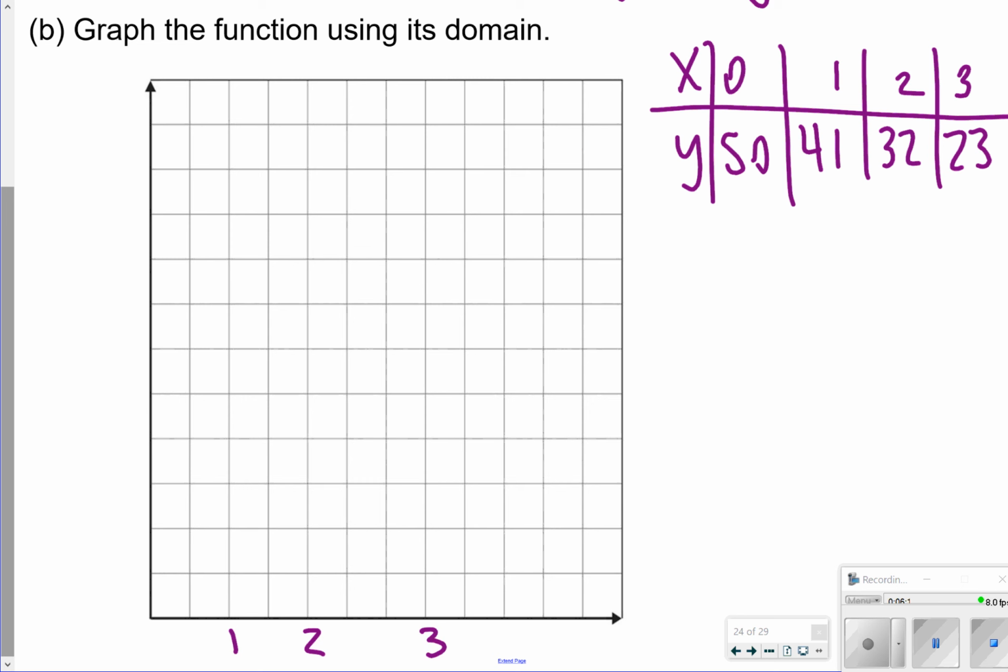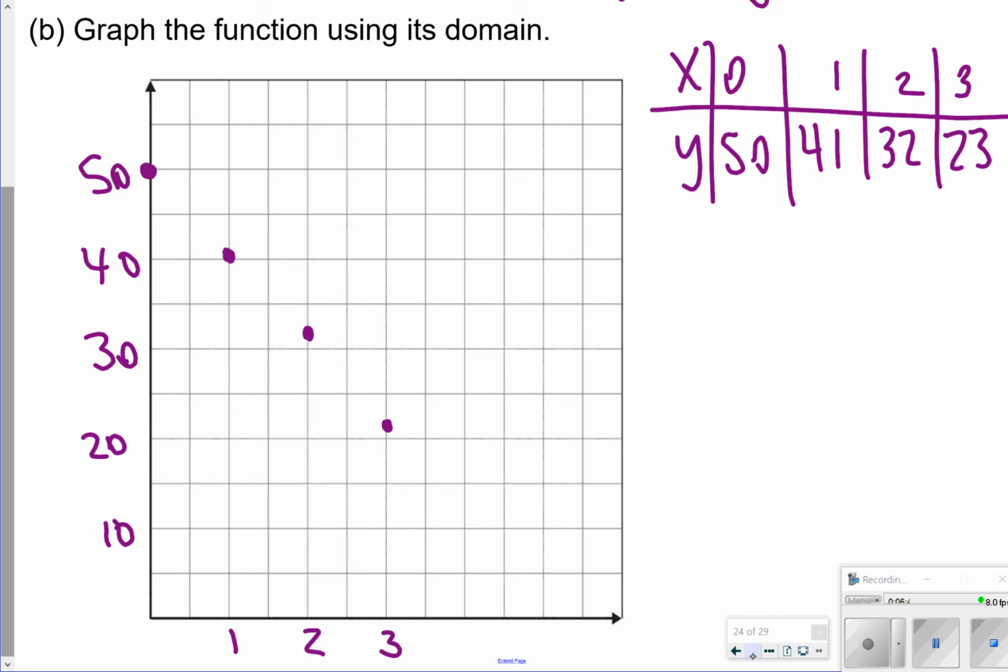And then I went up by maybe 10s here, so 10, 20, 30, 40, and 50. Okay, so 0 DVDs, $50 left. 1 DVD, 41. 2 DVDs, 32. 3 DVDs, 23. I skipped way over for number 3. Okay? And we are, again, not going to connect the dots because that's discrete.